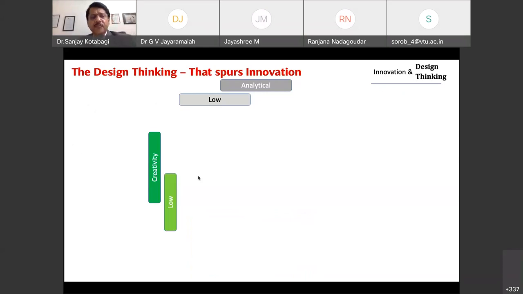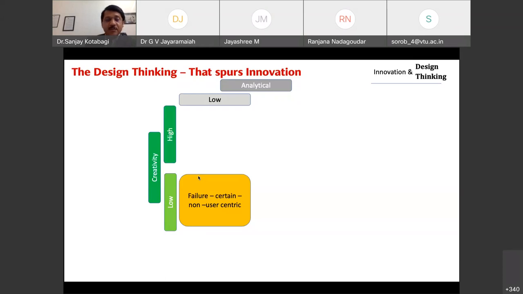So if supposing my analytical thinking is low and creativity is also low, and if I try to address a challenge, it becomes a failure because it becomes non-user centric. Why? Because analytical is like my left brain and creativity is my right brain. So if both are low, I fail to get connected with the user itself. Correct? So naturally, it becomes a big failure.